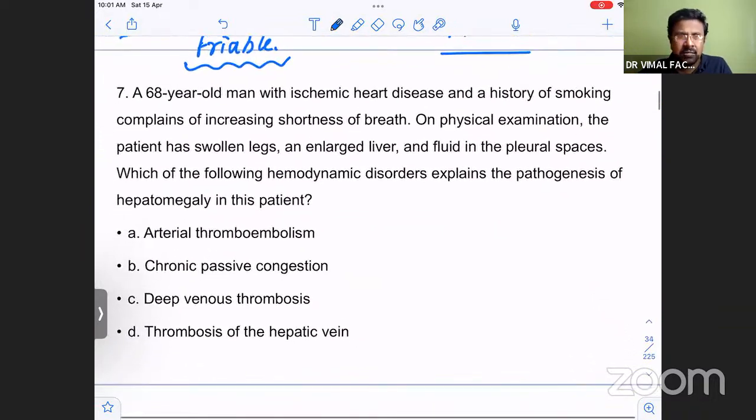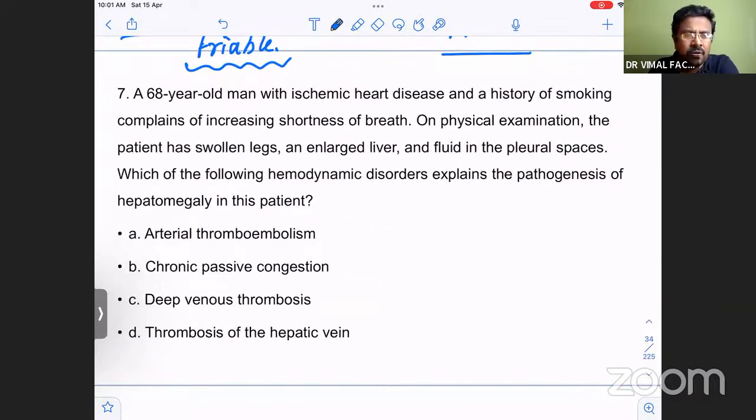Moving on to the next question. A 68-year-old man with ischemic heart disease and a history of smoking complains of increasing shortness of breath. On physical examination, the patient has a swollen leg, an enlarged liver, and fluid in the pleural space. Which of the following hemodynamic disorders explains the pathogenesis of hepatomegaly in this patient?